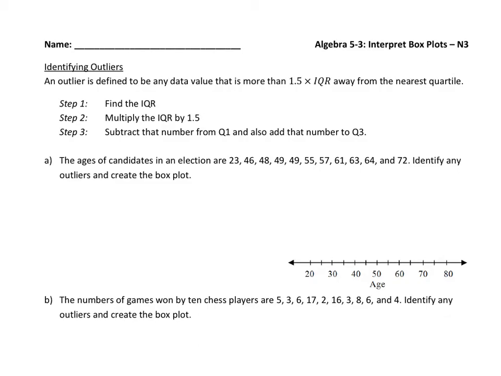Algebra 5-3, Notes 3, Interpret box plots. Identifying outliers. An outlier is defined to be any data value that is more than 1.5 times the interquartile range away from the nearest quartile.